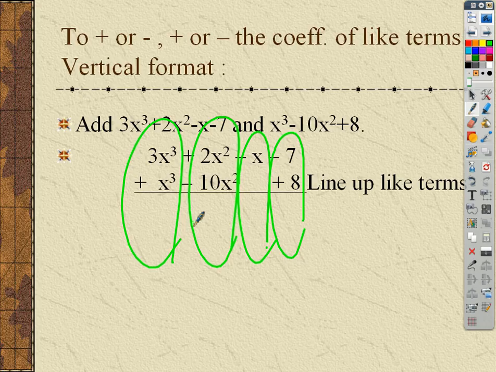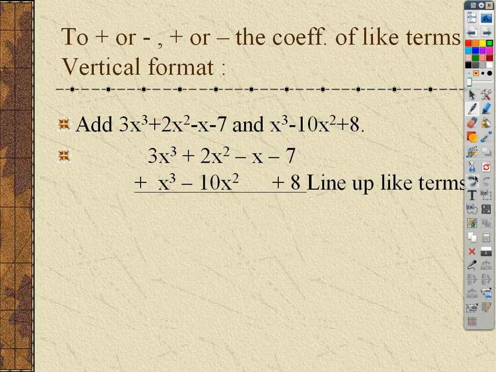Negative 7 plus 8 is 1. Negative x plus 0 is just negative x. 2x squared minus 10x squared is negative 8x squared. 3x cubed plus x cubed is 4x cubed. Done. That's all there is to it.